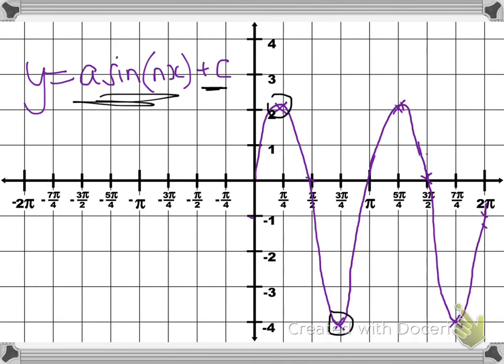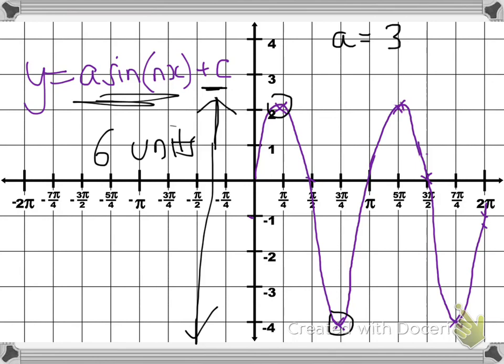Alright, let's have a look at, first of all, A, the amplitude. Our distance between the top of the graph, the maximum and the minimum, is a distance of 6. I measure down there, between the top and the bottom. That's going to be 6 units. So to find the amplitude, it's half of that 6. The distance between the top of the wave and the middle of the wave would be half of 6, which is 3. So A here equals 3.